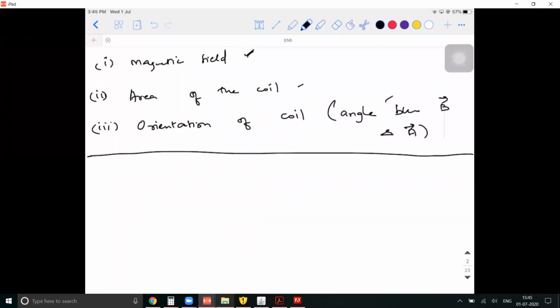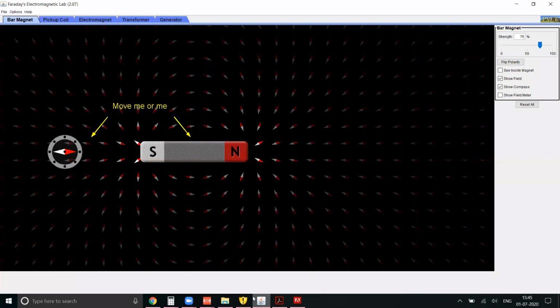Let me explain the whole context of this chapter. I'll show you a small simulation. Observe it carefully, because that is a concept on which the whole chapter is going to be dependent. So observe it clearly. If there is any doubt, let me know.